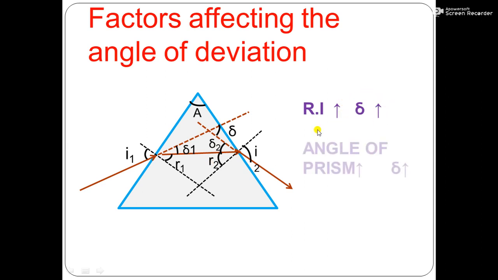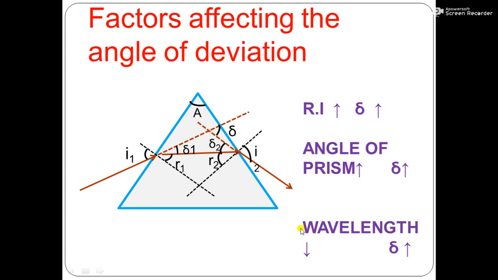And the next factor is the angle of prism. If the angle of prism is greater, the angle of deviation also is greater. And third is wavelength. Wavelength is inversely proportional. These two cases are directly proportional, but wavelength is inversely proportional. Wavelength decreases means angle of deviation increases. That means violet light has less wavelength and the angle of deviation is more for violet light.